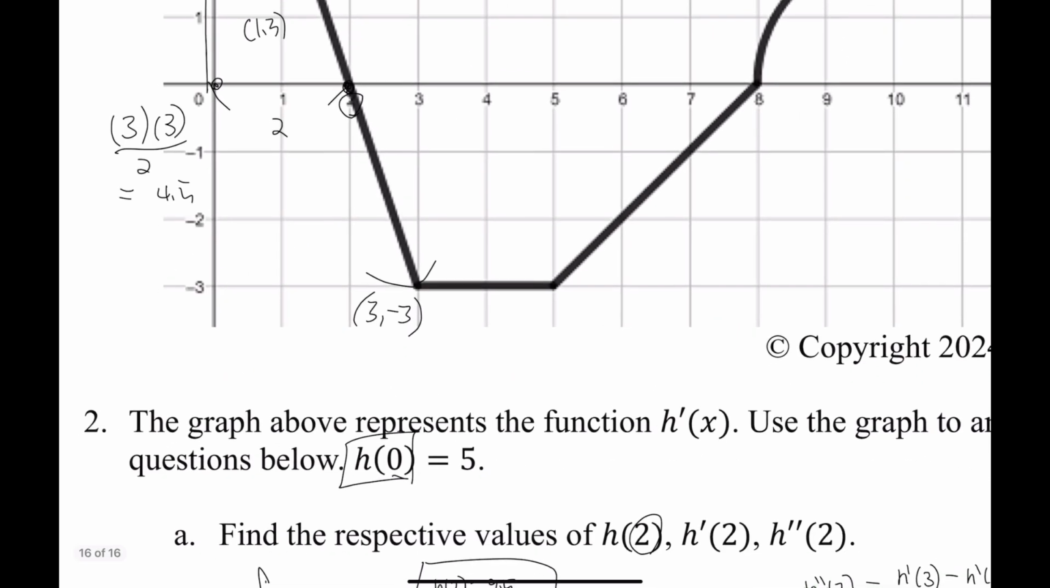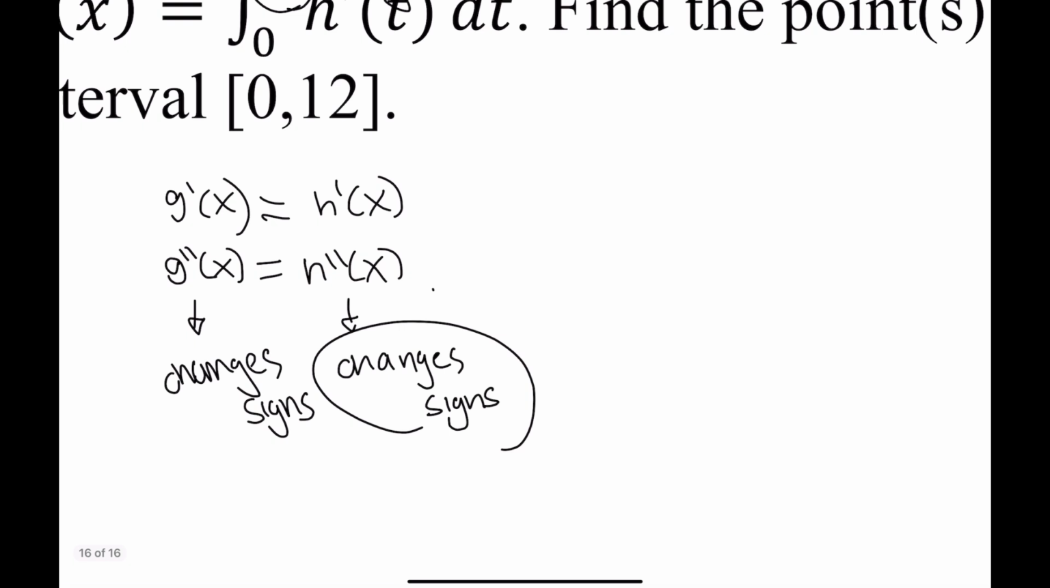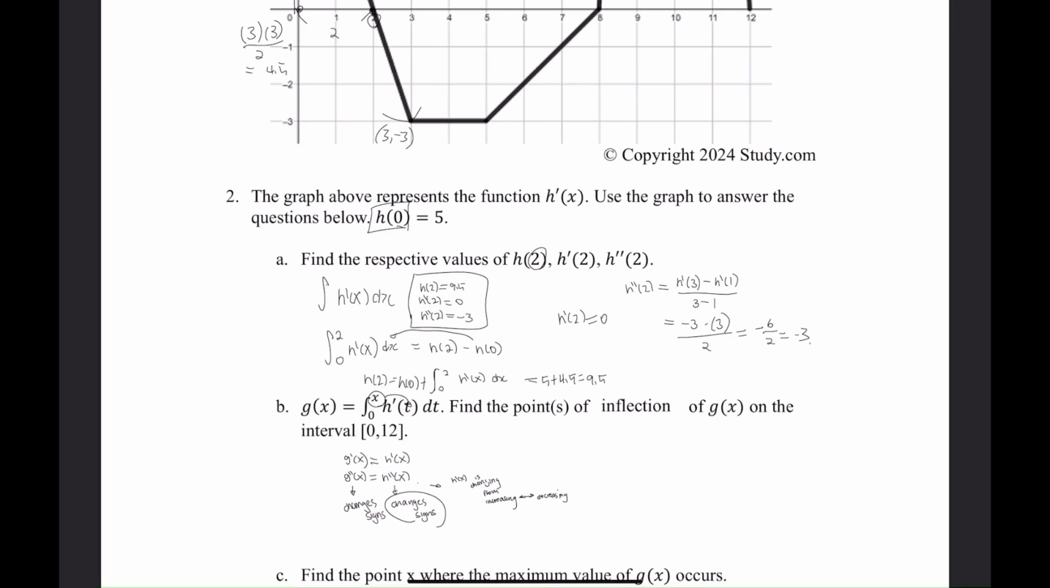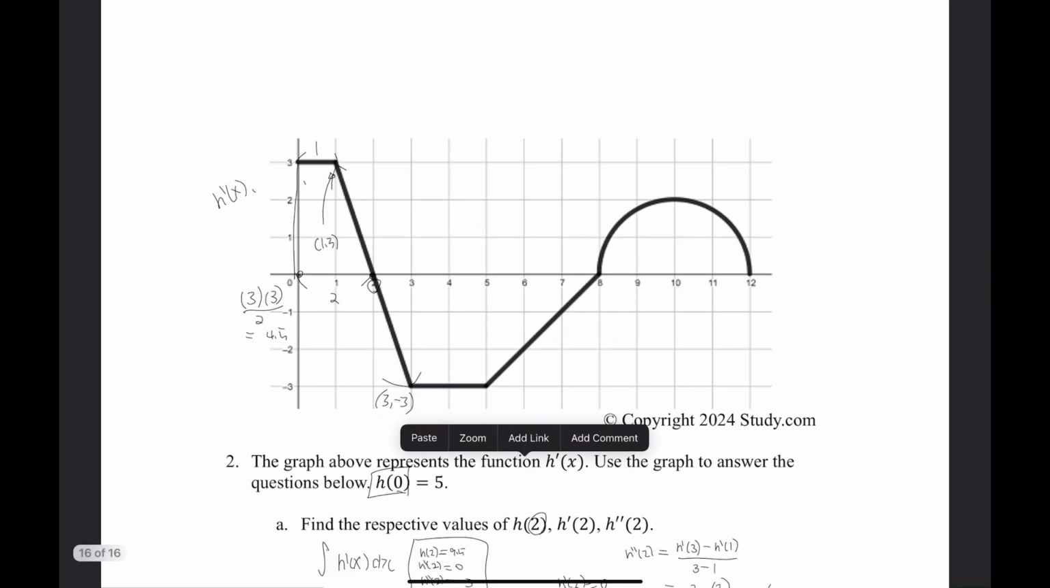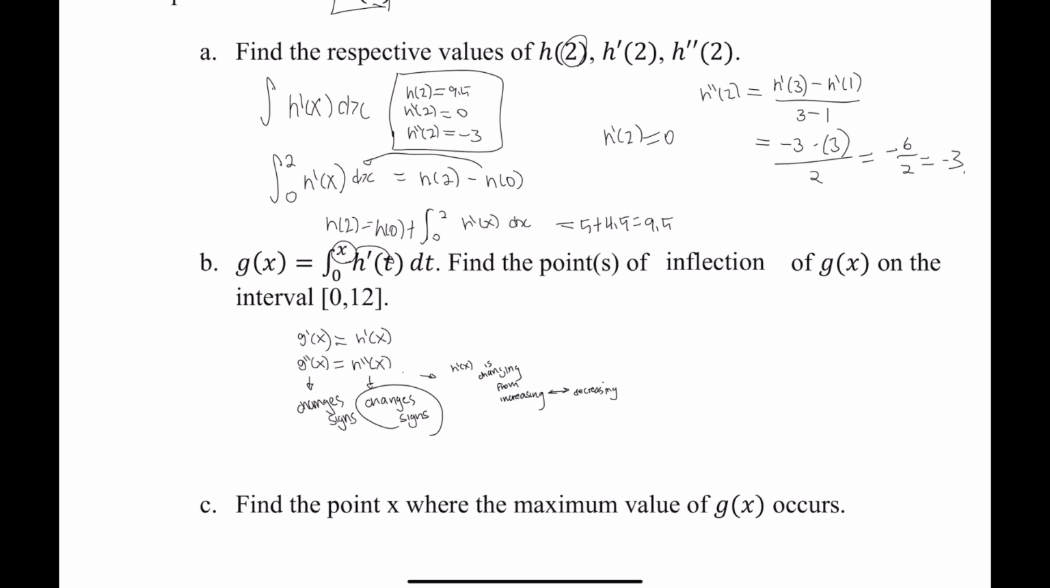This means when h double prime of x is changing sign, this means when h of x is changing from increasing to decreasing, or vice versa, right? And since we have the graph of h prime of x, we can see where it's increasing to decreasing and decreasing to increasing, right?